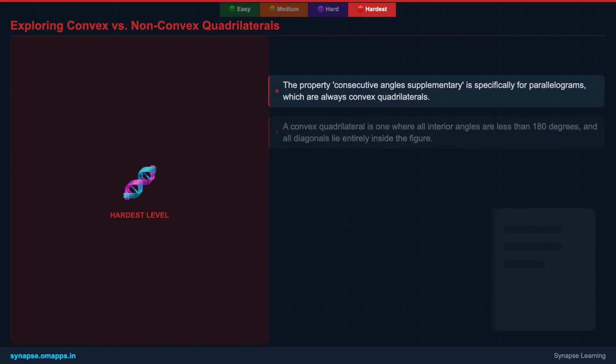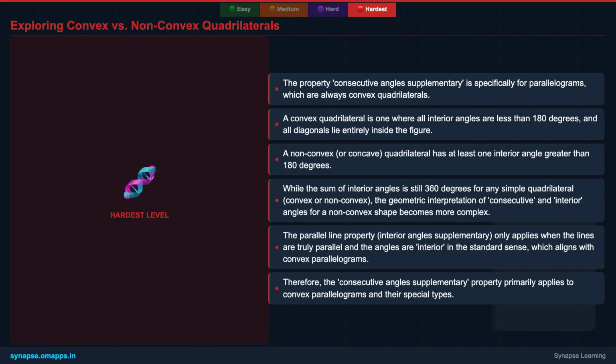What if a quadrilateral is non-convex? Does the consecutive angles supplementary property still apply? For a non-convex quadrilateral, the sum of interior angles is still 360 degrees, but the concept of interior can become ambiguous. The property of consecutive angles being supplementary is strictly tied to the definition of a parallelogram, which is always convex. Understanding these nuances is key to avoiding misconceptions in advanced geometry.